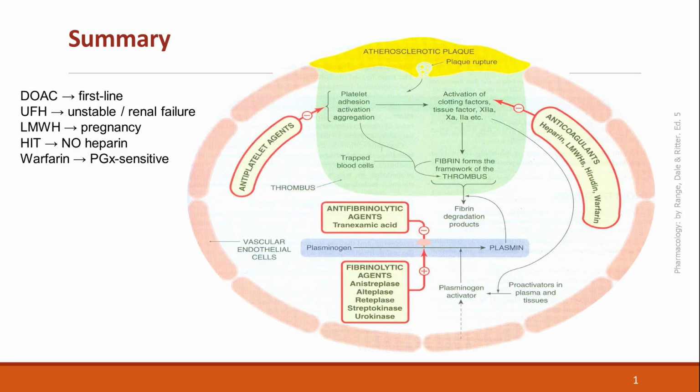To summarize, direct oral anticoagulants are now the preferred agents in most clinical situations due to their predictability and ease of use. Unfractionated heparin remains important in unstable patients and those with renal failure, while low molecular weight heparin is preferred in pregnancy. Heparin must be avoided in HIT, and warfarin remains useful in selected cases but requires careful monitoring due to pharmacogenetic variability.